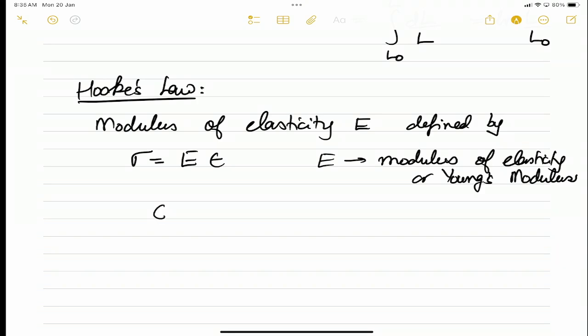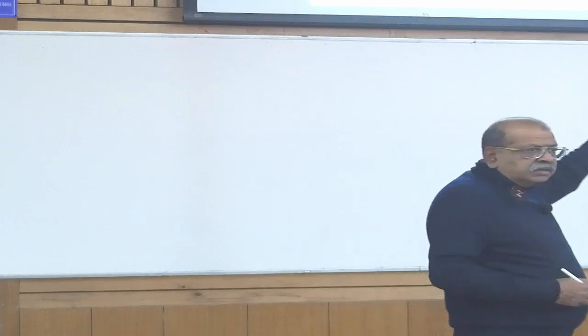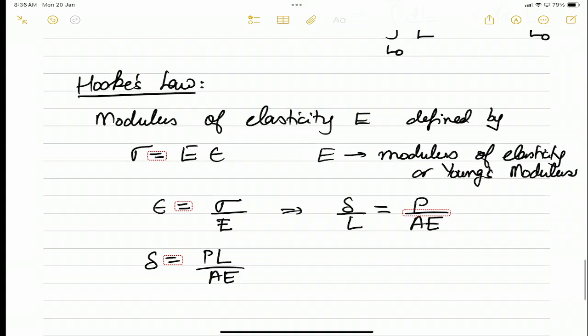Now, epsilon is equal to sigma upon E. So, that means delta upon L is equal to P upon AE, and this gives us a relation: delta is equal to PL upon AE. So, this is the basic relation which Young's modulus gives us, or is it called Young's law? I don't even know that. So, this is what we have.